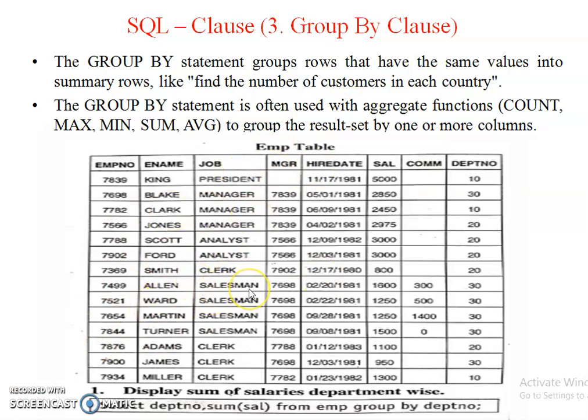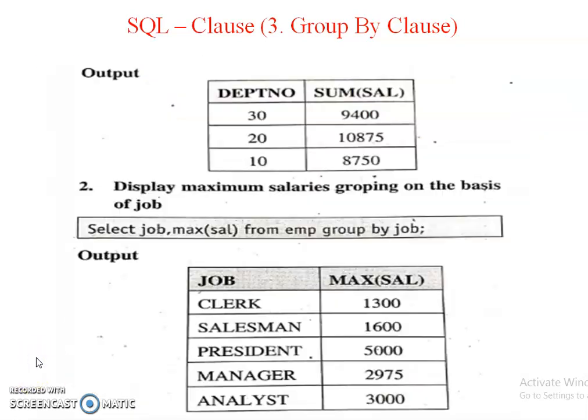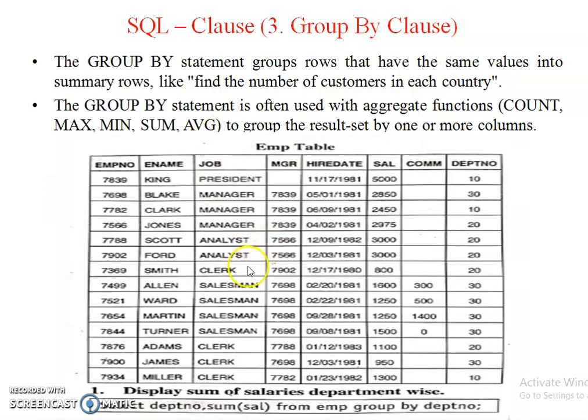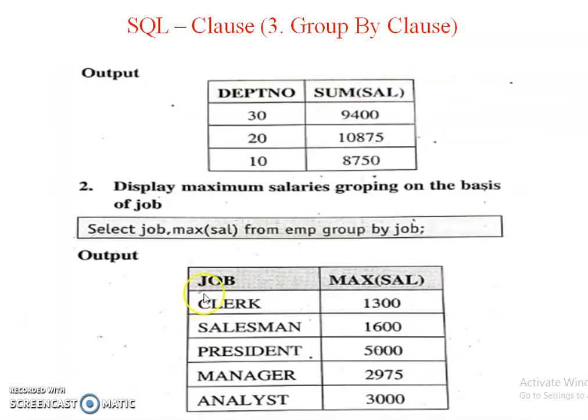See this example, the employee table. For this employee table we perform the queries for the group by clause. First query: display the sum of salaries department wise. We write select department name, sum of salary from employee group by department name. The output shows the department name and sum of salary for every department. For clerk, the sum of salary is 9400.